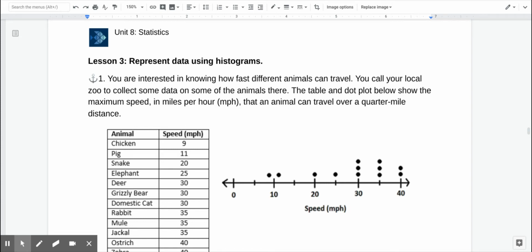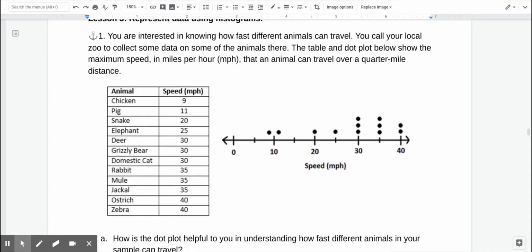Math Fishtank Unit 8, Lesson 3. This is a quick video to go over some answers and clarify some ideas around the anchor problems. So here's our first question.